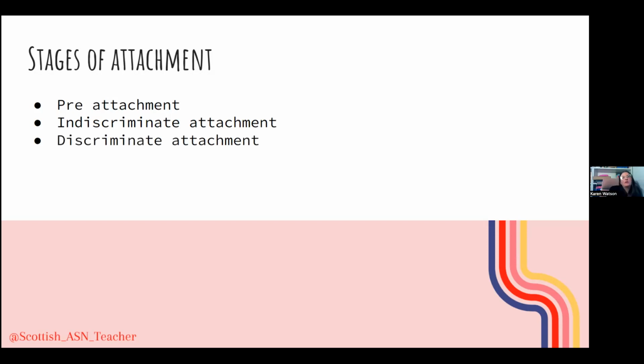At about 7 months, discriminate attachment occurs. So the baby will show a clear preference for the primary caregiver. This is when things like separation anxiety come in. And a lot of primary caregivers can find this very difficult, because typically this is the age that a baby might be starting nursery or starting to go to some form of childcare if the parent's going back to work from parental leave.